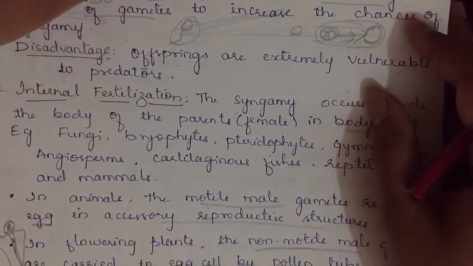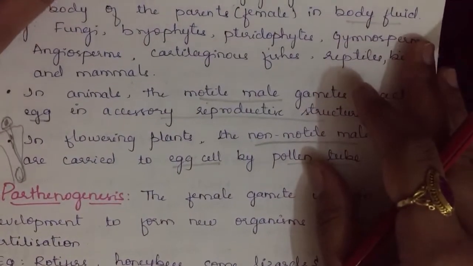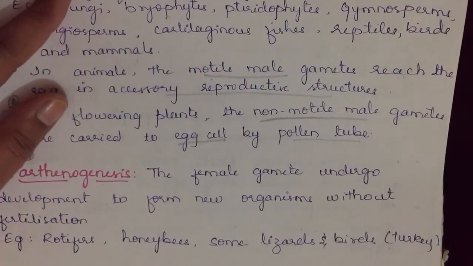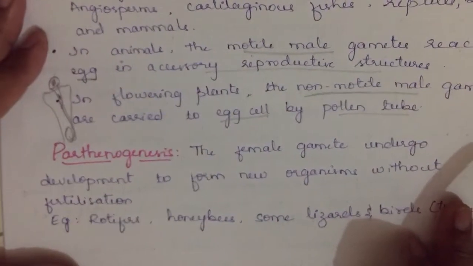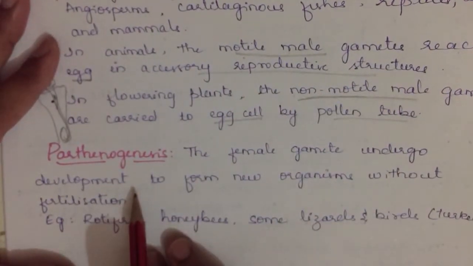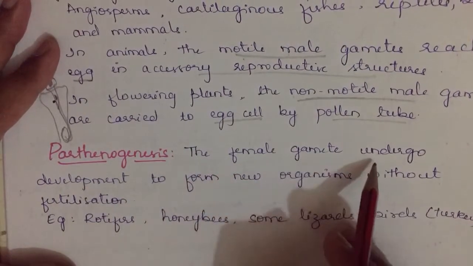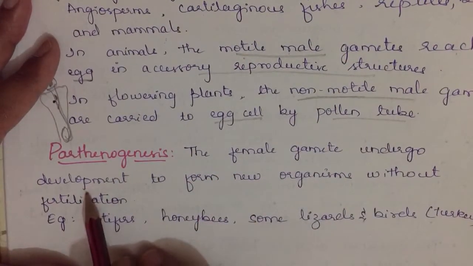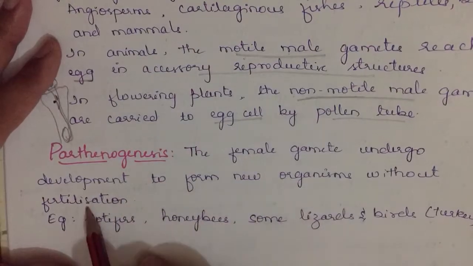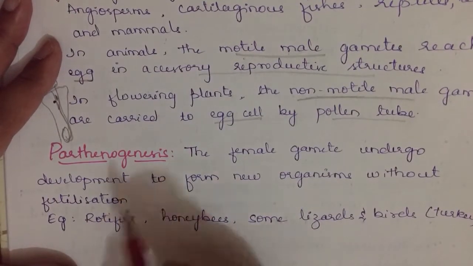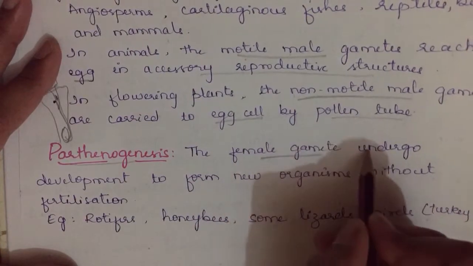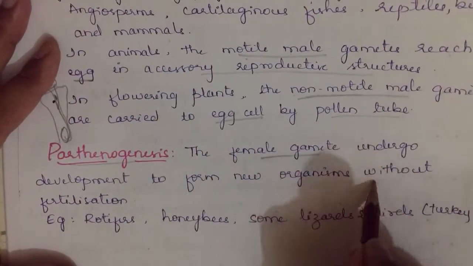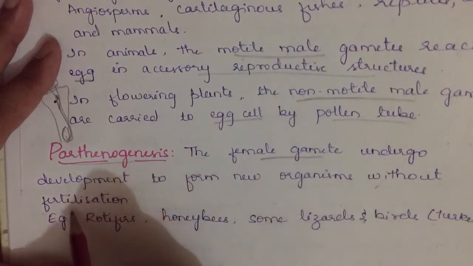In this fertilization topic, we have one more piece of information regarding it. That information is about parthenogenesis. In parthenogenesis, the female gamete undergoes development to form new organisms without fertilization. Okay, in parthenogenesis what happens? The female gamete will develop to form new organisms without fertilization.